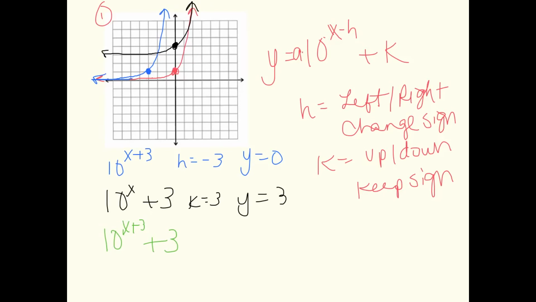Now this one, you've got an h and a k. So my h is negative 3 because we changed that sign. My k is a positive 3 because we keep that sign. So that means it's moving left 3 and up 3. And again, we follow the same curve of the graph. So my horizontal asymptote is at y equals 3.